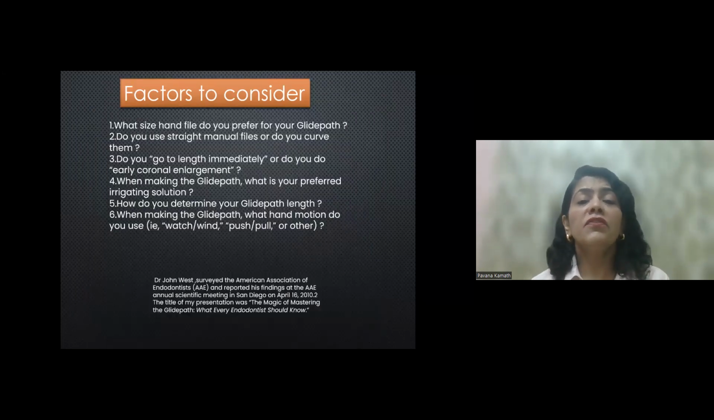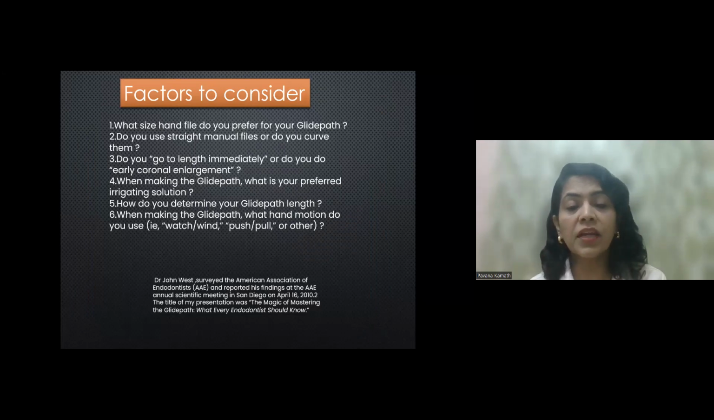Now, the factors to be considered while choosing the glide path file. Dr. John West surveyed the American Association of Endodontists and reported his findings in the AAE annual scientific meeting in 2010.